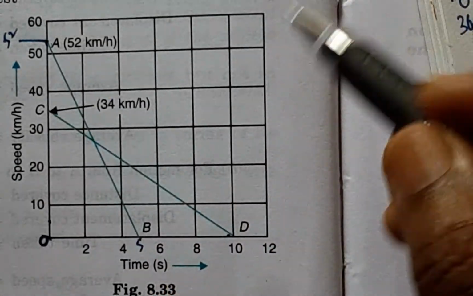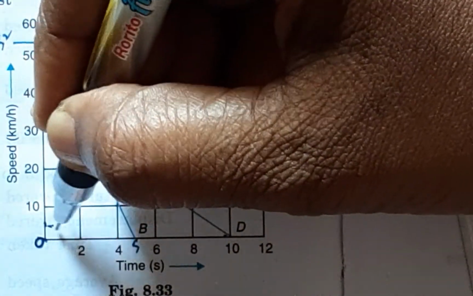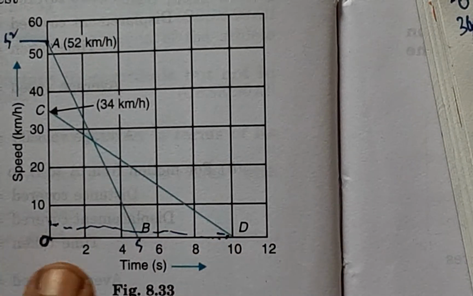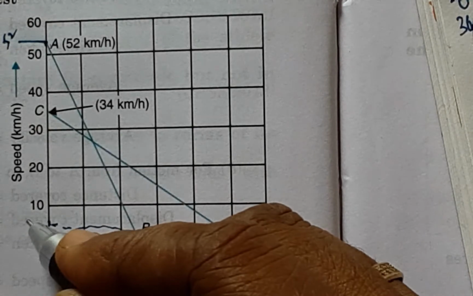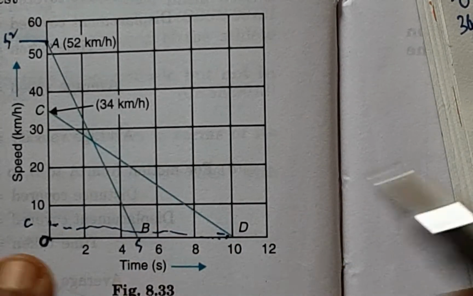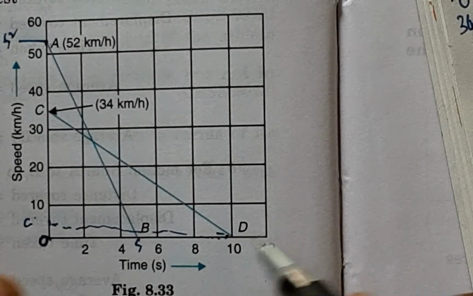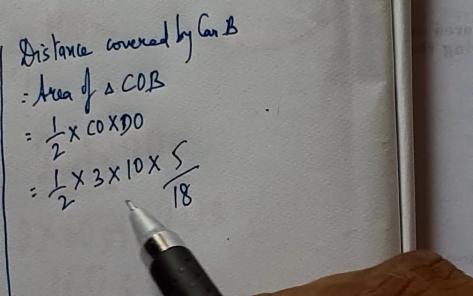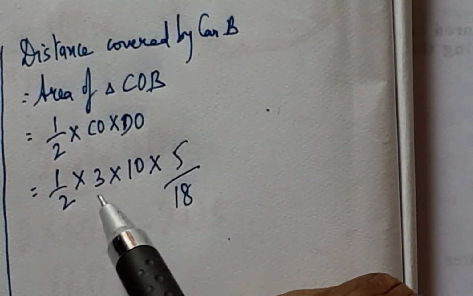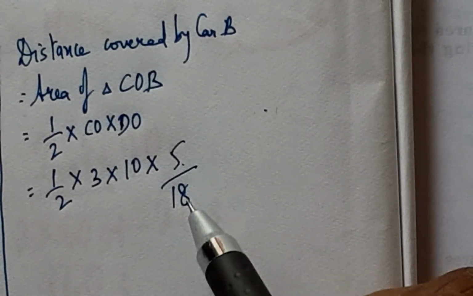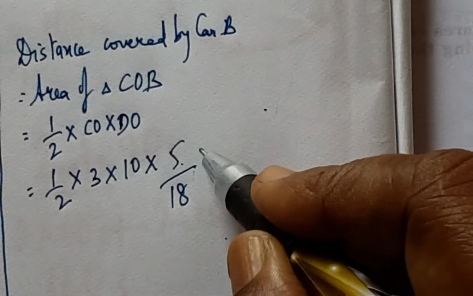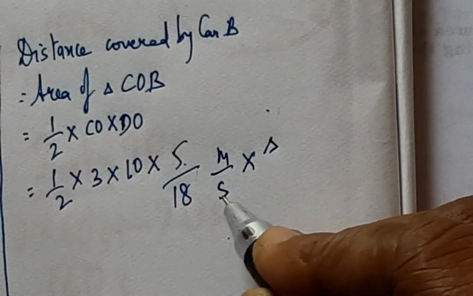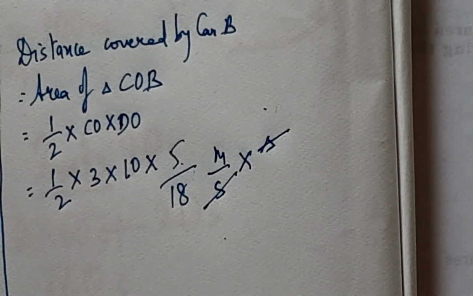Actually the question says that it is at 3 kilometers per hour, so the graph will be like this. It will be meeting 10 here, so this point will be COB. Therefore 3 is the height and 10 is the base. 3 is the height and 10 is the time taken, 10 seconds and 3 kilometers per hour, and conversion of 3 kilometers per hour will be done by 5 by 18 to get meters per second, and here the time is in seconds. This and this will go.